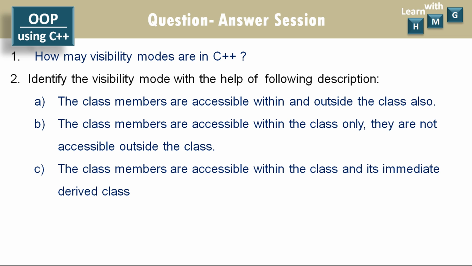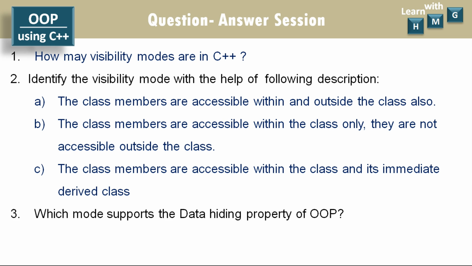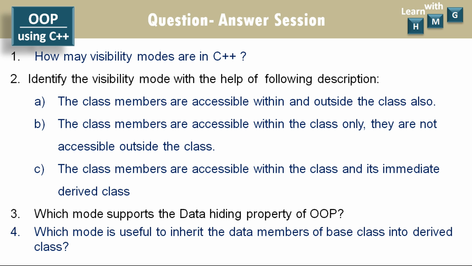Question number 3, which mode supports the data hiding property of OOP? Out of these modes, which mode supports the data hiding property? Next question and the last question, which mode is useful to inherit data members of base class into derived class? If you are able to answer these questions, then you have learned the concept of visibility modes in C++, which are used in inheritance.